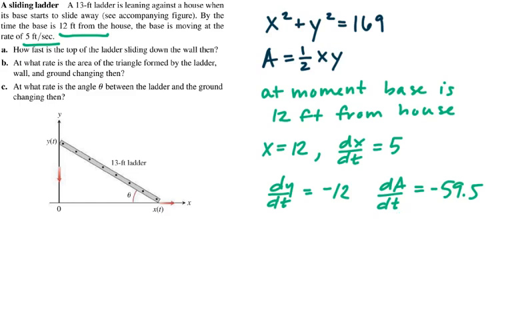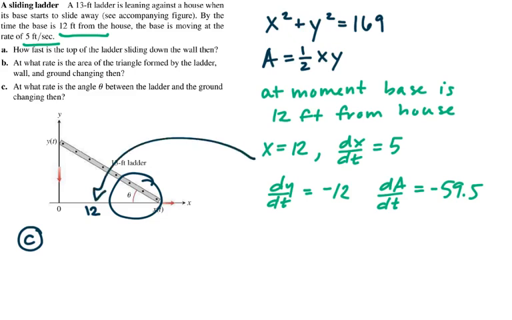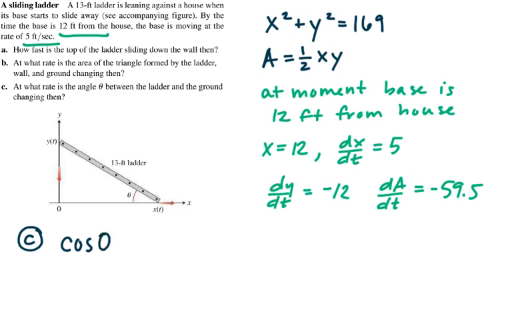So part C says, at what rate is the angle changing? So we need to relate the angle to something that we know in this problem. And we want to find the rate at which that angle's changing. We have lots of trig functions, but I'm going to use cosine because we know we're going to be dealing with that 12 value right there. So we can say that cosine of theta is x adjacent over the hypotenuse 13.